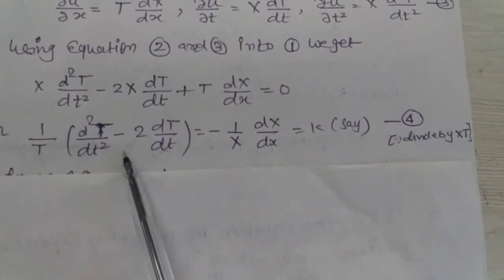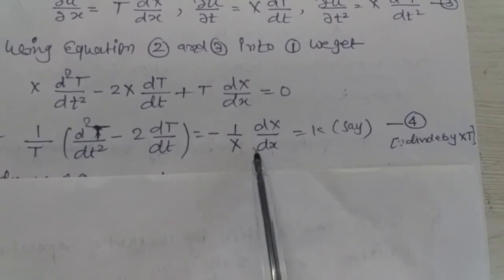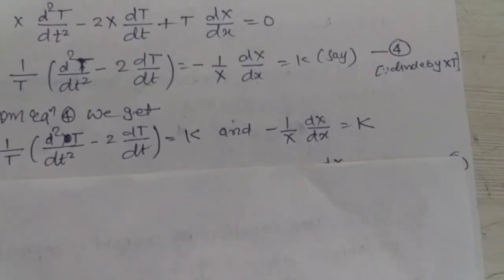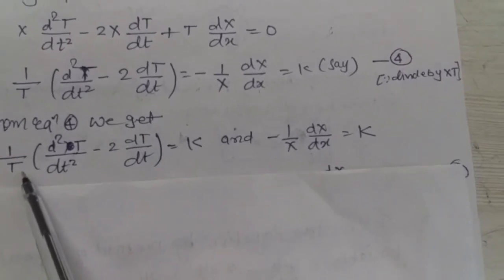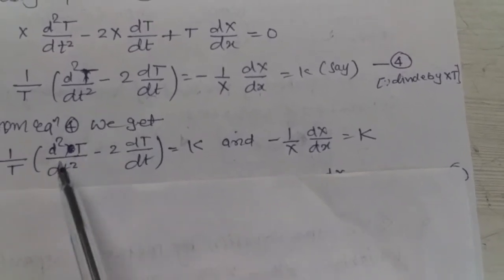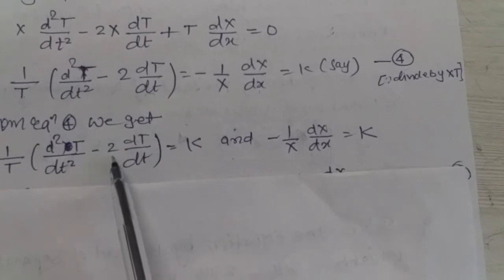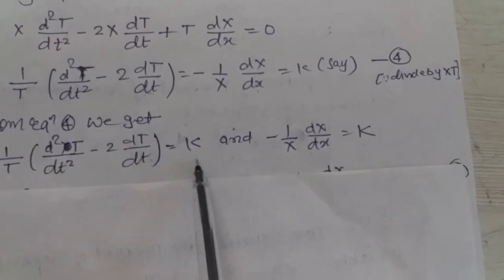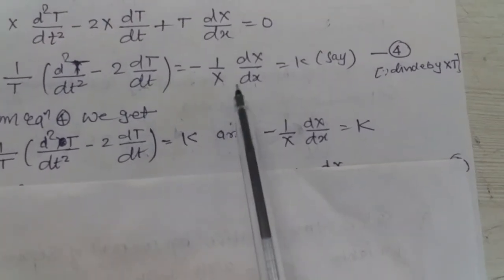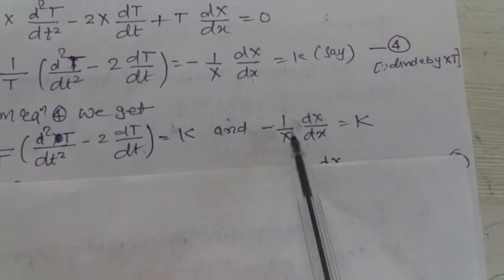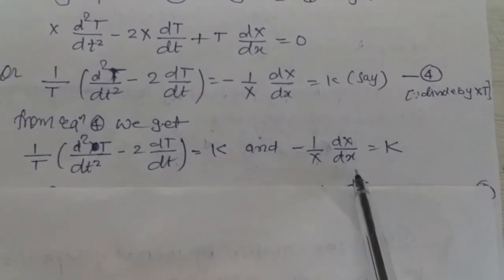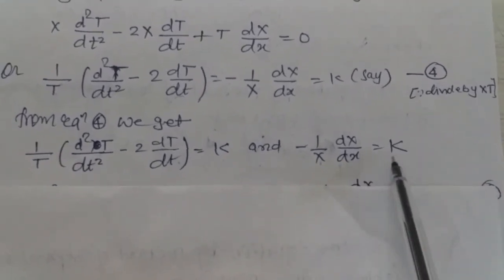Now taking first and third part and second and third part, we get 1 upon capital T into d²T/dt² minus 2 times dT/dt equal to k, and here from the second and third part we get minus 1 upon capital X dX/dx equal to k.